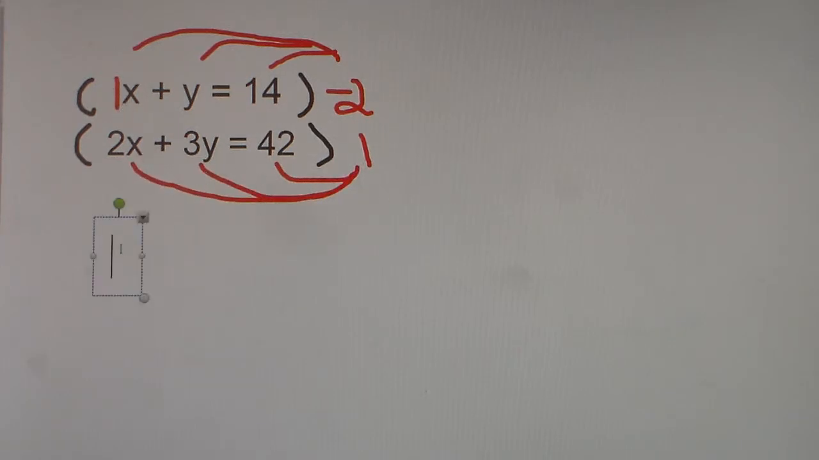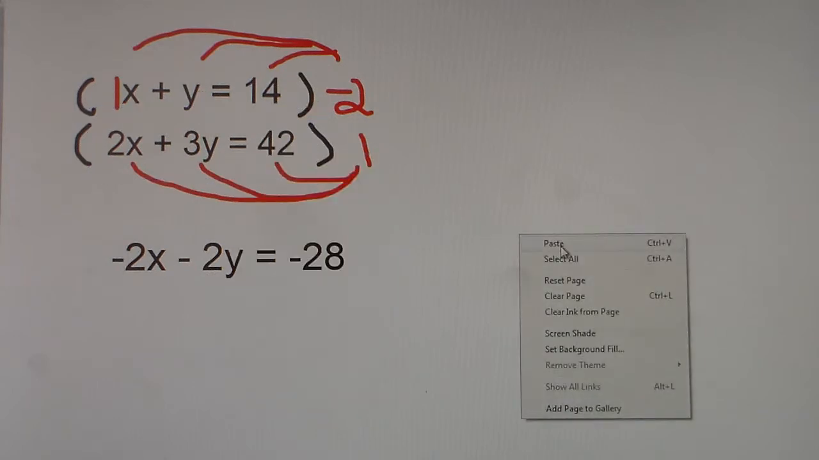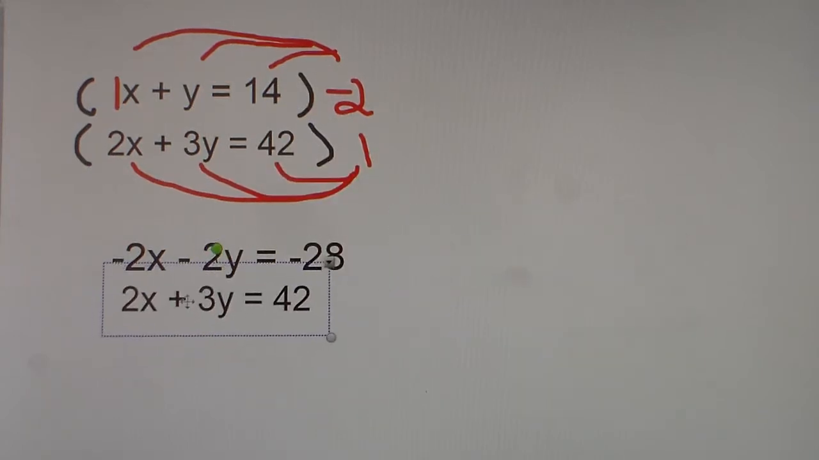1x times -2 is -2x. Positive 1y times -2 is -2y. And 14 times -2 is -28. Then the bottom line, everything times 1 is just itself. So I'm just going to copy and paste it. Because 1 times 2x is 2x, 1 times 3y is 3y, and 1 times 42 is 42.